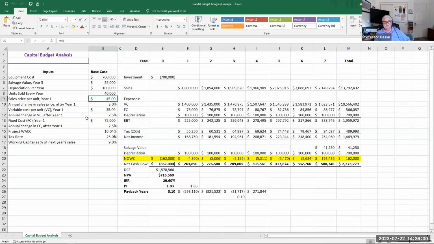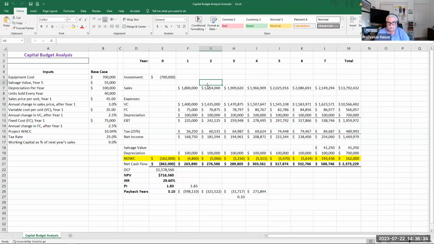And this selling price is going to be changed at 3% at the end of year one for the subsequent years. In other words, that's the inflation rate. We're going to inflate the cost 3% after year one. So notice what I did in the spreadsheet here. I took in year one, 40,000 units times $45 selling price to get $1.8 million in sales revenue.